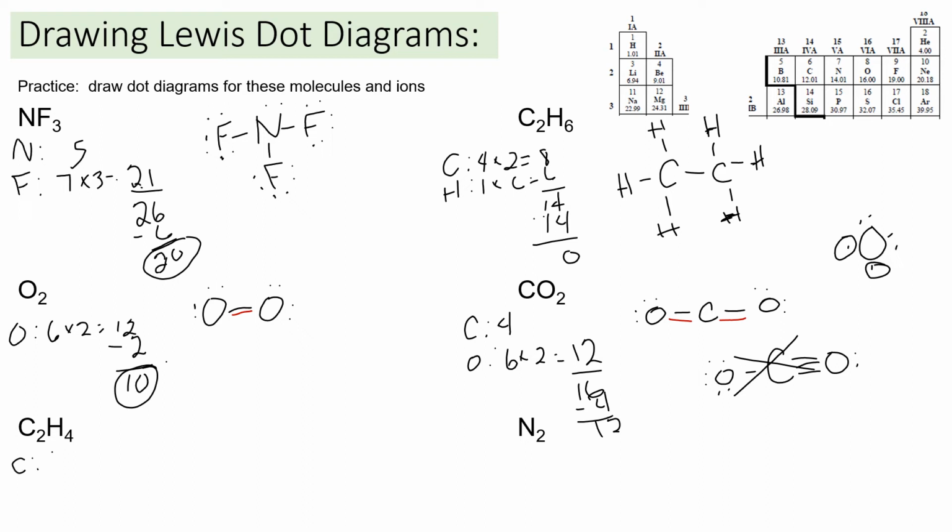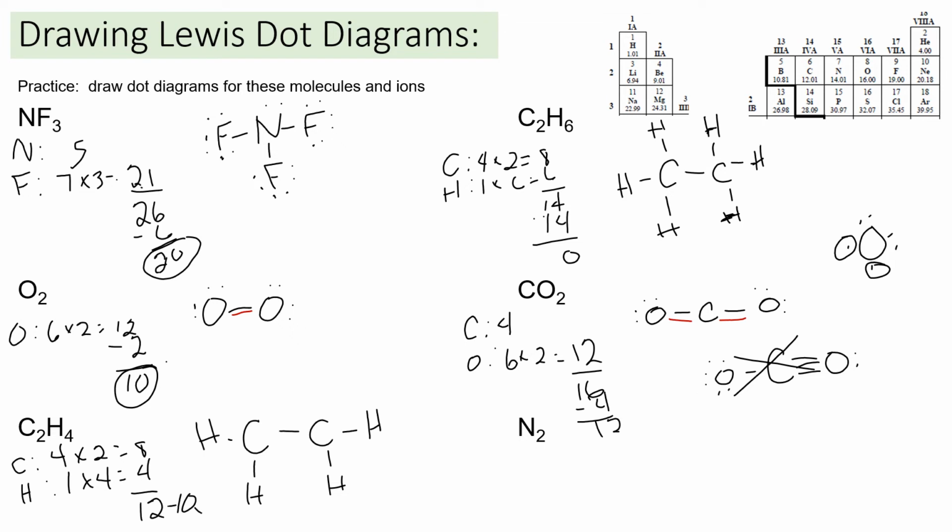Let's look at C2H4. Carbon has 4 times 2 is 8. Hydrogen has 1 times 4 is 4 for a total of 12. So we have 2 carbons. We'll put them both in the middle. And 4 hydrogens, so we'll put 2 hydrogens here and 2 hydrogens here. Okay, subtracting our bonds, we have 1, 2, 3, 4, 5 bonds. So that's 10 electrons, which leaves us 2 dots.